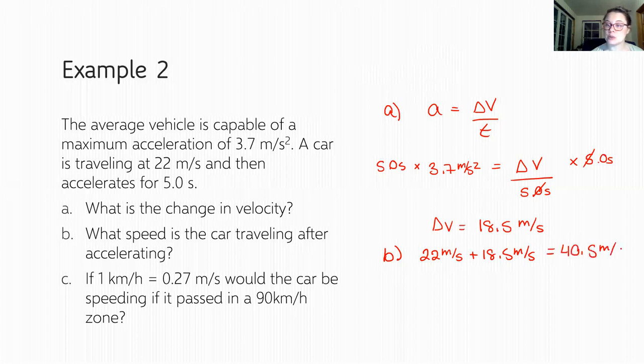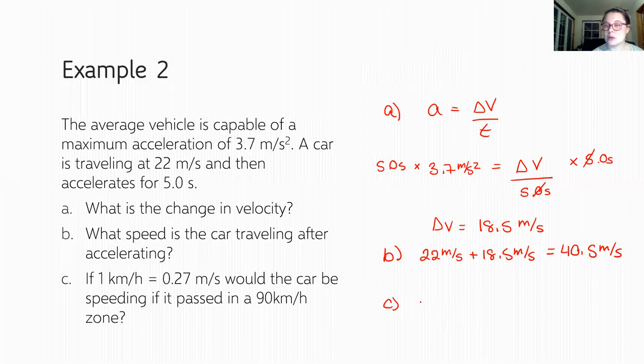40.5 meters per second. All right, if 1 kilometer an hour is 0.27 meters per second, is the car speeding if it passed in a 90 kilometer an hour zone? So if I'm accelerating to pass a car, am I speeding if it's a 90 zone? Well, let's figure it out.